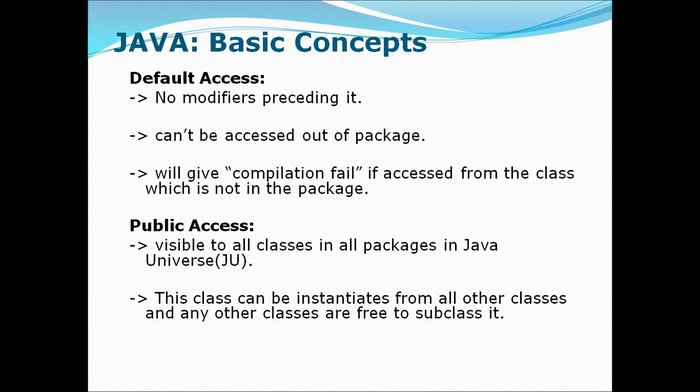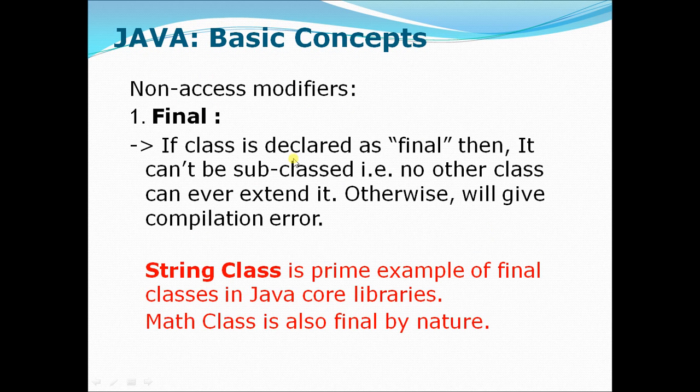Okay, so the one which I have studied is the same only. Default access means no modifier precedes it, and it cannot be accessed outside the package. It gives a compilation failure if you try to access it outside the package. Public access, you can use anywhere, no restriction, and no final. This is the one which I said.